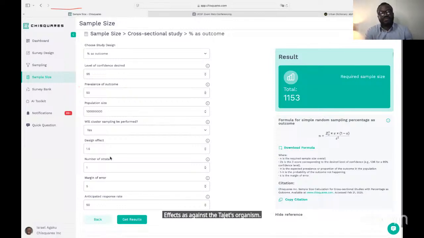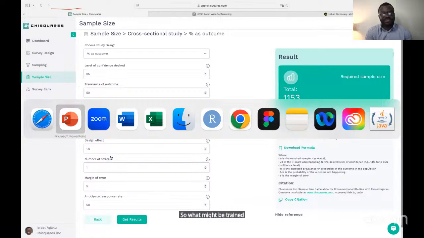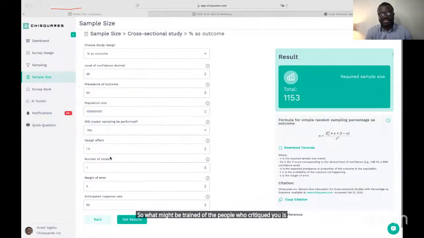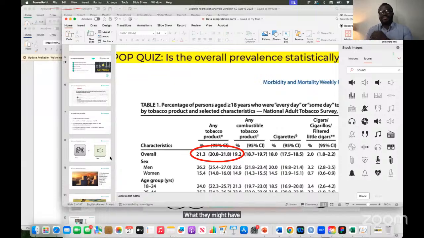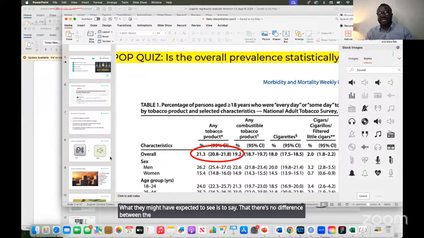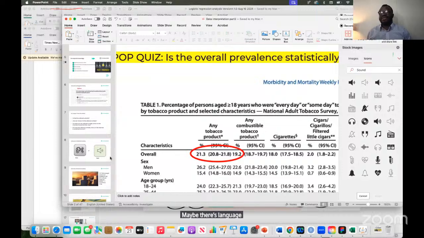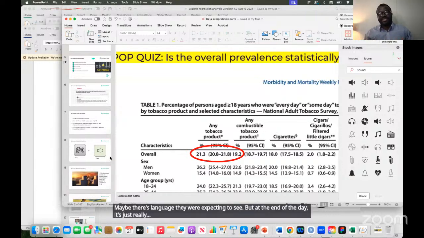So what might be throwing off the people who critiqued you is what you said, no significance. What they might have expected to see is to say that there's no difference between the treatment and the control in the effect, or that there's no mean difference. Maybe that's language they were expecting to see, but at the end of the day, it's just semantics.